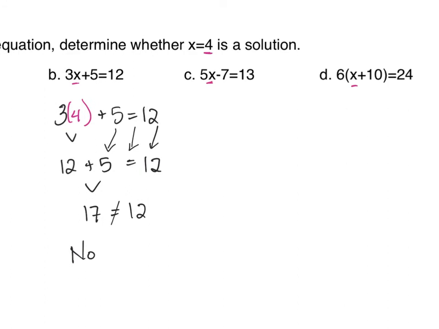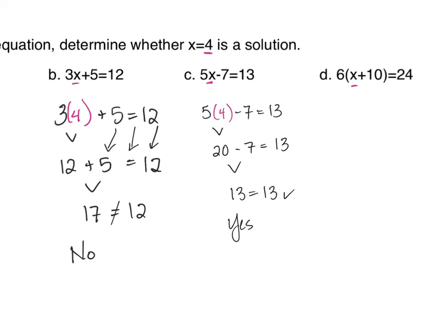All right, part C, 5x minus 7 equals 13. So 5 times 4 minus 7 equals 13. So 20 minus 7, 5 times 4 is 20, and then drop down the minus 7, drop down the equals 13. 20 minus 7 is 13, drop down the equals 13, and we do have a true statement there. That one is true, so yes, 4 is a solution to that equation.